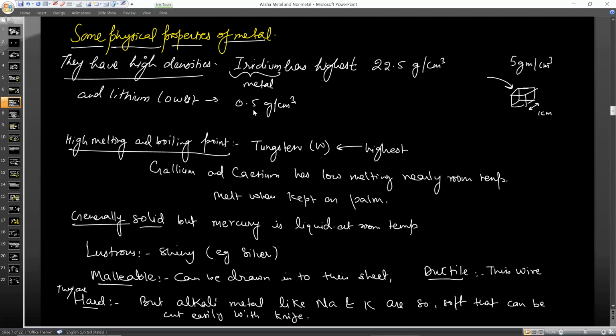So we'll simply say that lithium is the lightest metal, with very low density, and iridium is the heaviest metal, with the very highest density. Understood? Yes or no?